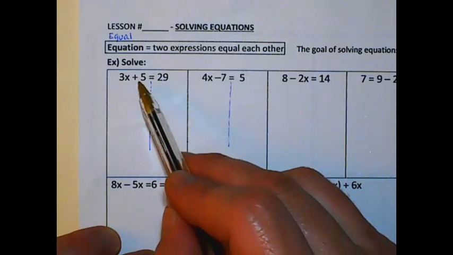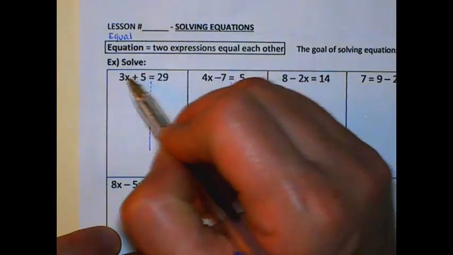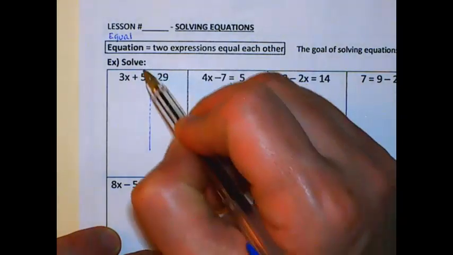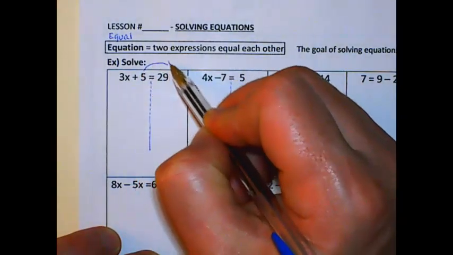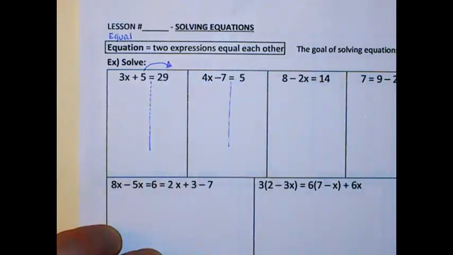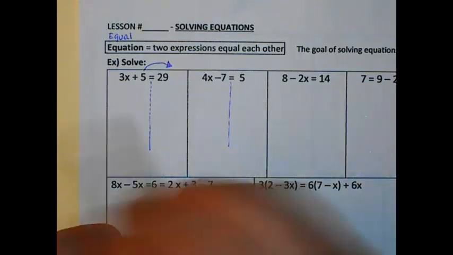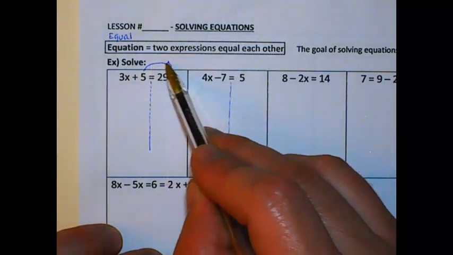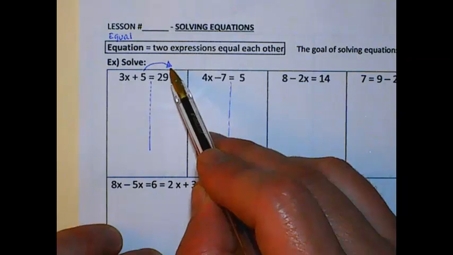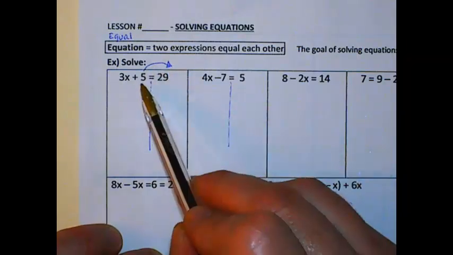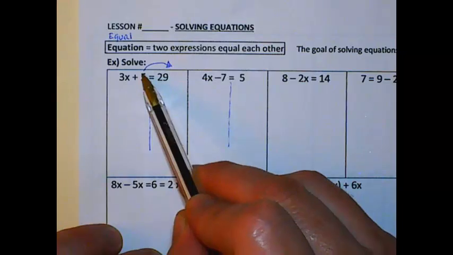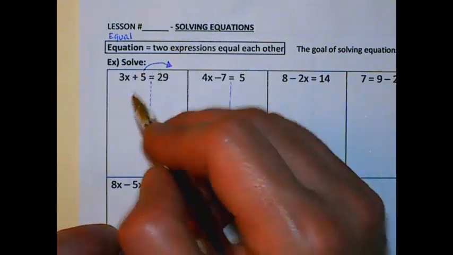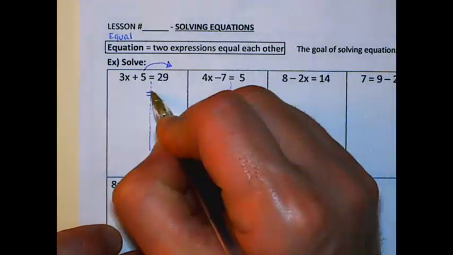You always start by getting rid of the number farthest away from the x, which in this case would be the 5. So we're going to send that 5 to the other side. Okay? Please remember this when solving equations. Whenever you move a number from one side of the equation to the other, you are going to change the sign of that number. The sign of this 5 is positive 5. If I send it to the other side, it will become negative 5.